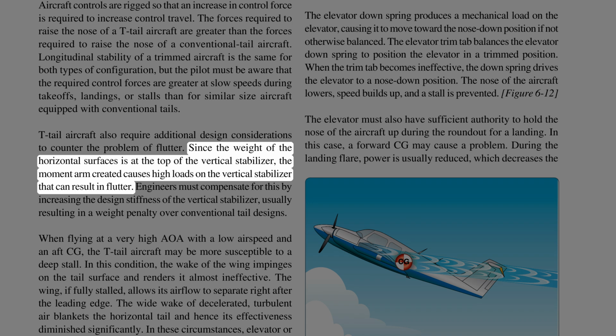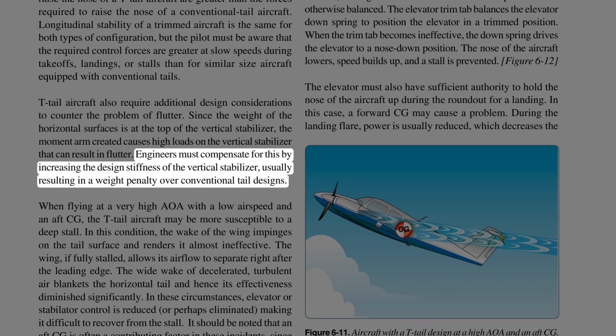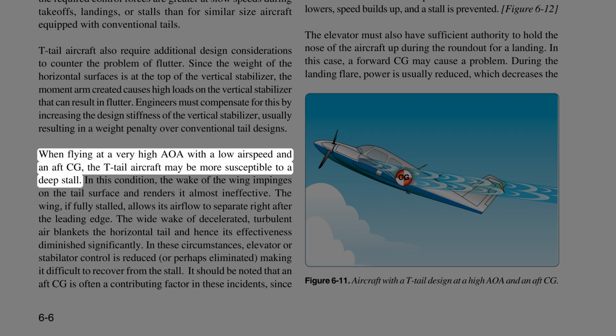Since the weight of the horizontal surfaces is at the top of the vertical stabilizer, the moment arm created causes high loads on the vertical stabilizer that can result in flutter. Engineers must compensate for this by increasing the design stiffness of the vertical stabilizer, usually resulting in a weight penalty over conventional tail designs. When flying at a very high AOA with a low airspeed and an aft CG, the T-tail aircraft may be more susceptible to a deep stall.